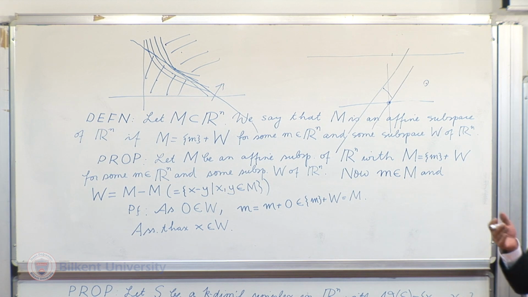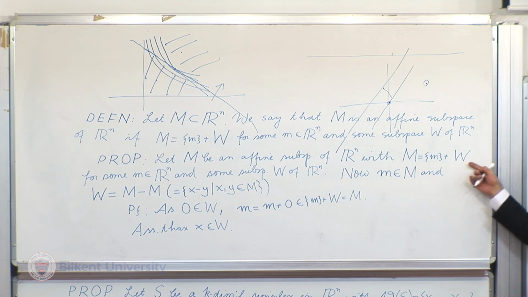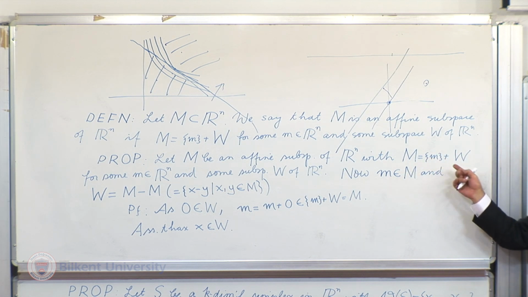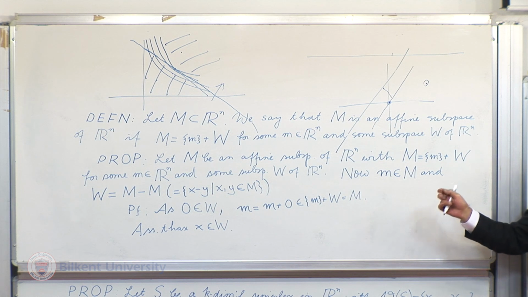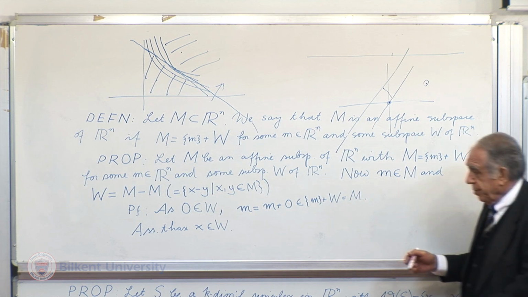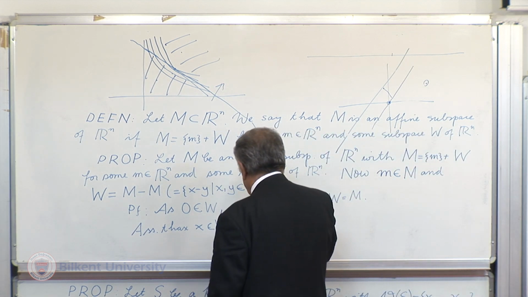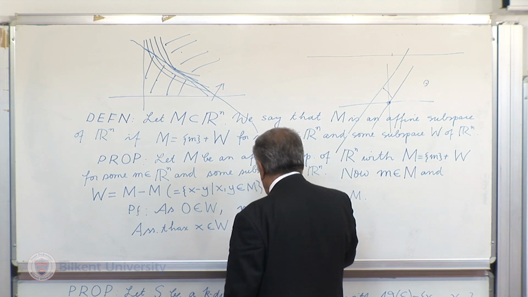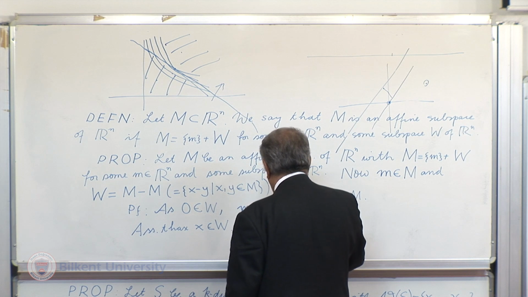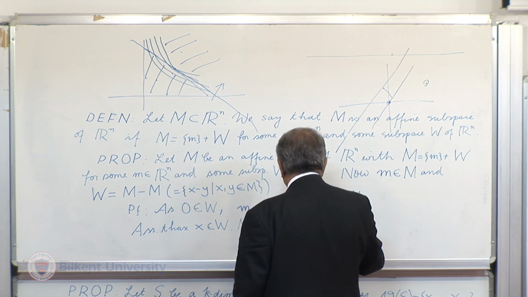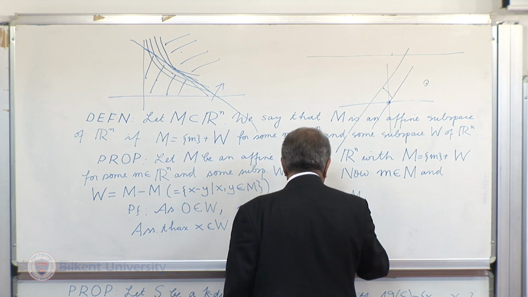m plus x, that will be in here. x is in W. What else do I need? m plus 2x. But 2x will be in W, since W is a subspace.